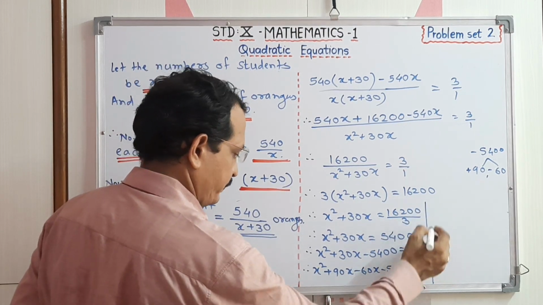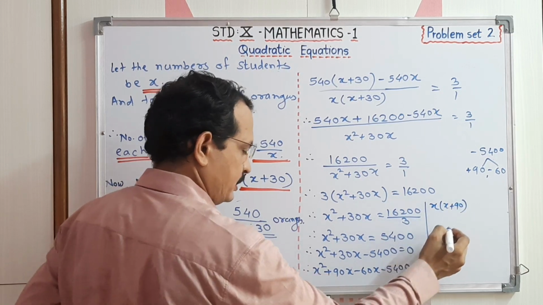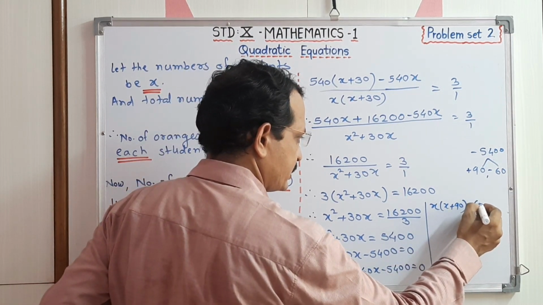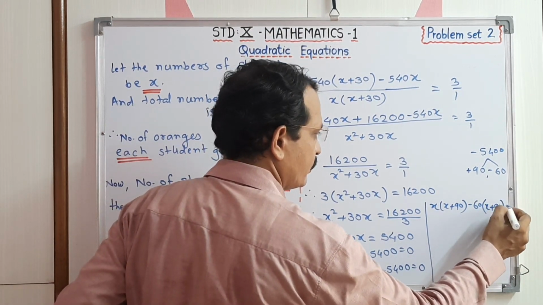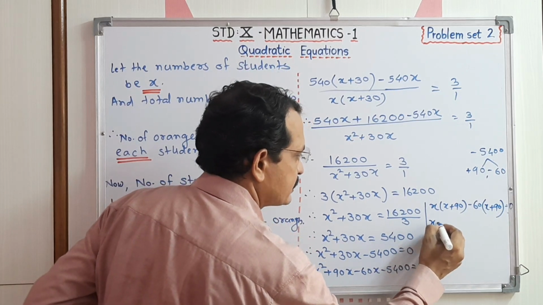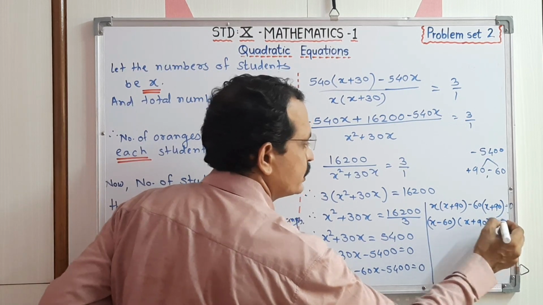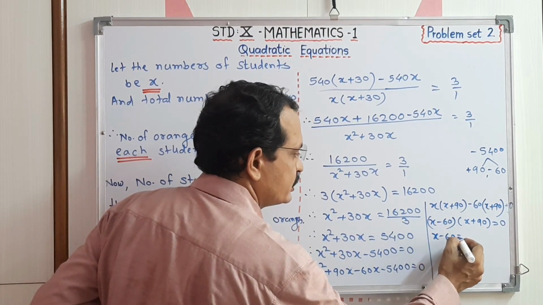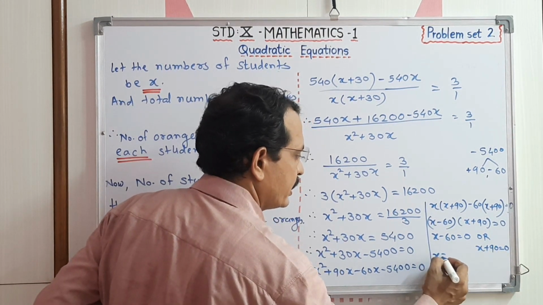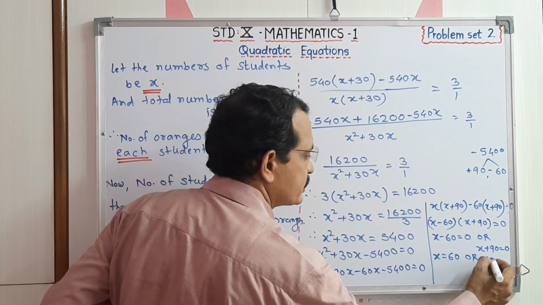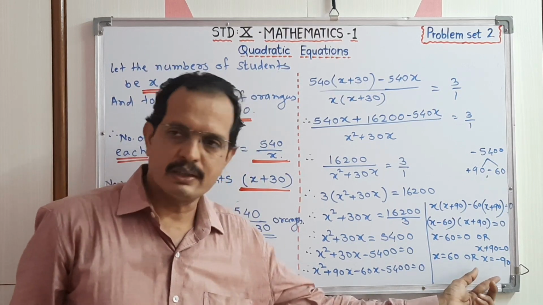We got here x into x plus 90 minus 60 into x plus 90 equal to 0. Now x minus 60 and x plus 90 is equal to 0. x minus 60 is equal to 0 or x plus 90 is equal to 0. We get here x is equal to 60 or x is equal to minus 90. Here the values of x are 60 and minus 90.